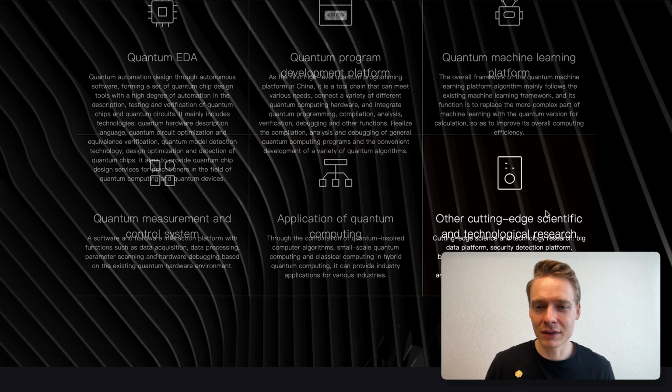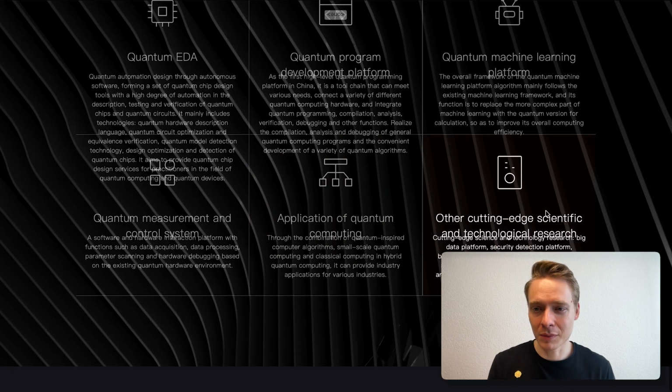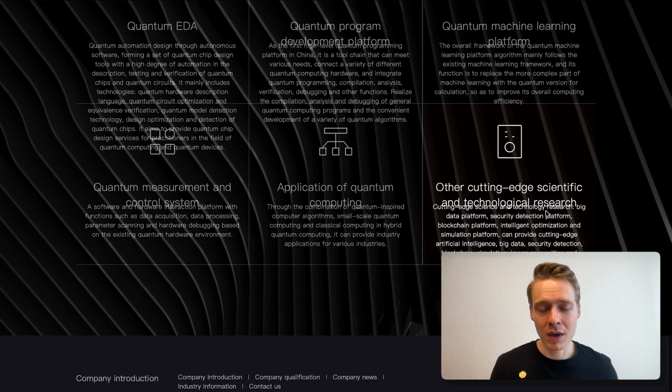And then after the application layer, now on top, we have other cutting-edge science and technology research: big data platform, data detection platform, blockchain platform, intelligent optimization and simulation platform. These can provide cutting-edge artificial intelligence, big data, security detection, blockchain simulation, image recognition, and intelligent optimization and other algorithms. So this is now not only facilitating applications, but really going into the application layer itself as well. So basically, let's say the whole software stack that is sitting within the application of quantum computing.